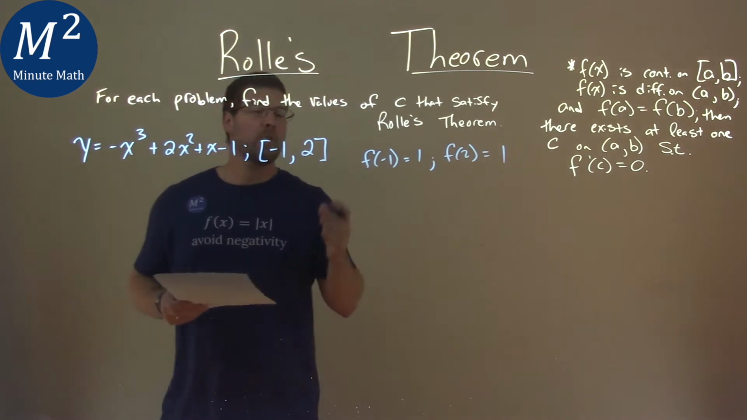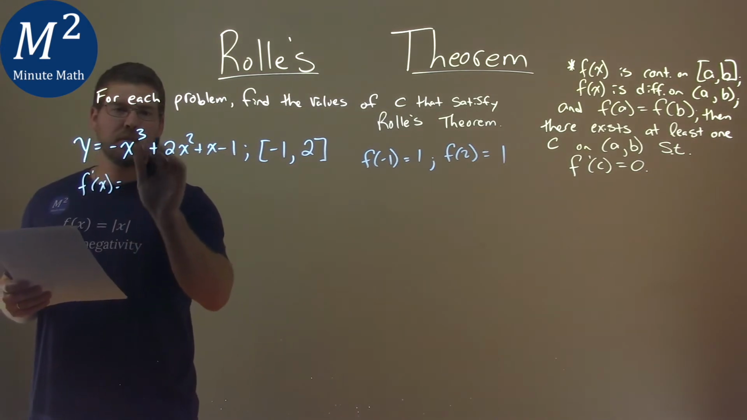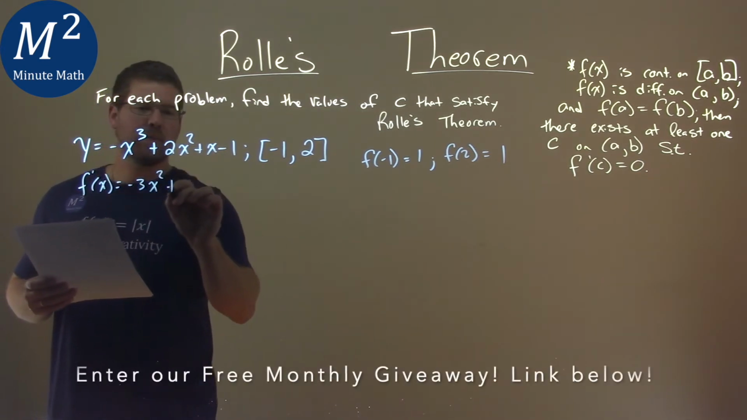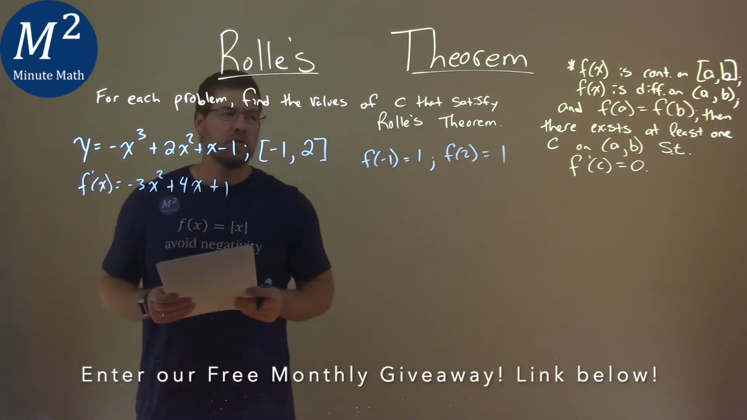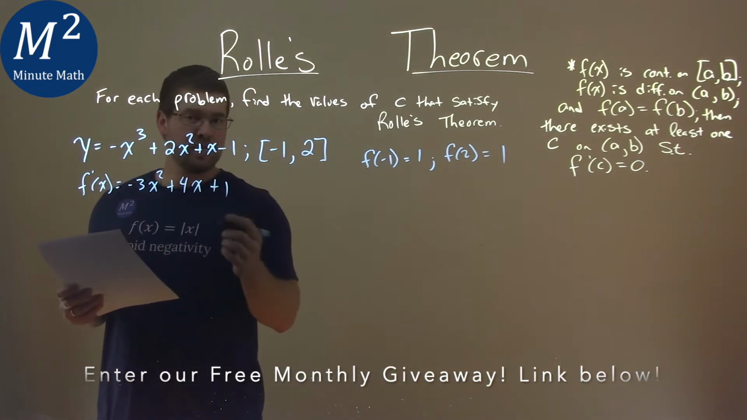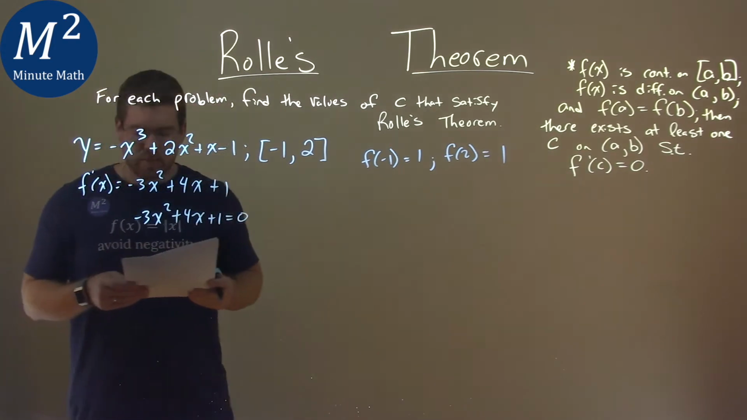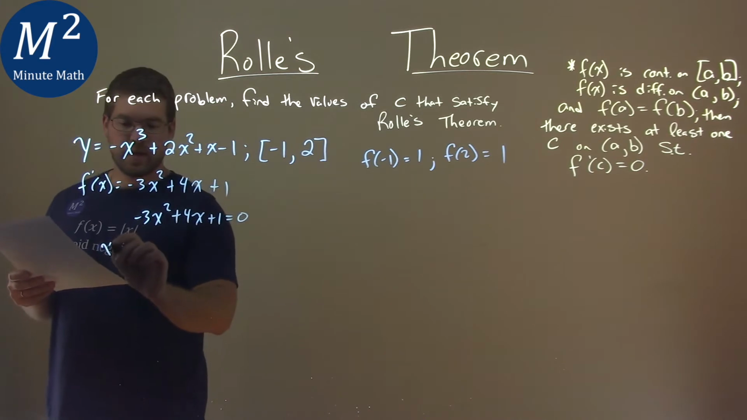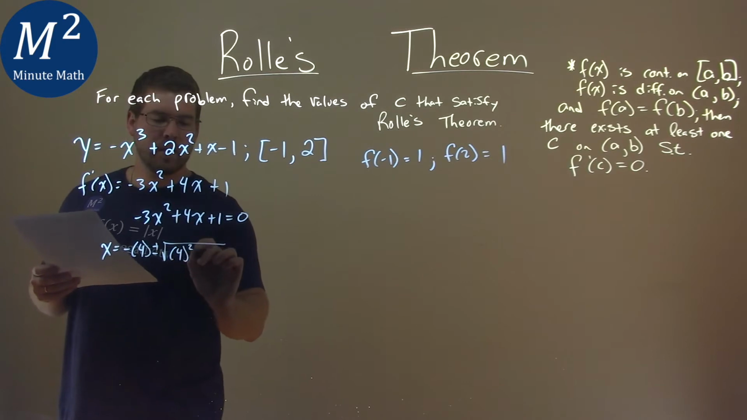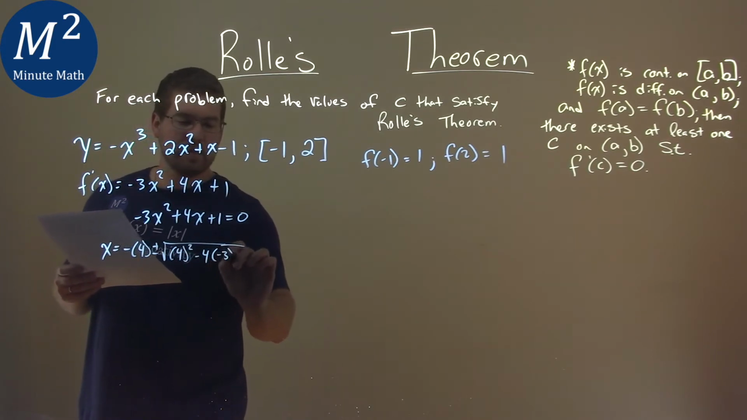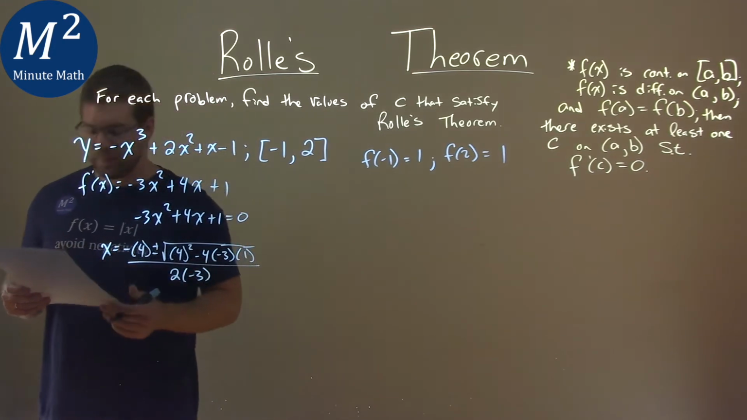Now from here, to apply Rolle's theorem, we first need to find the derivative. So f prime of x here is equal to 3 comes down, negative 3x squared plus 2 times 2 is 4, 4x, derivative of x is 1. So now to apply Rolle's theorem, we set this equal to 0 and solve. Negative 3x squared plus 4x plus 1 equals 0, and we apply the quadratic formula here. X equals negative b value, which is 4, plus or minus the square root of 4 squared minus 4 times a, which is negative 3, times c, which is 1, all over 2 times a, 2 times negative 3.